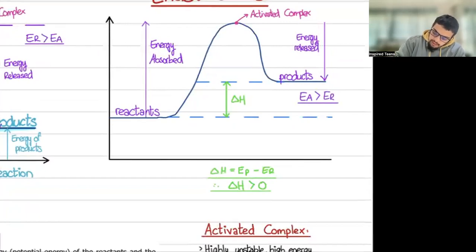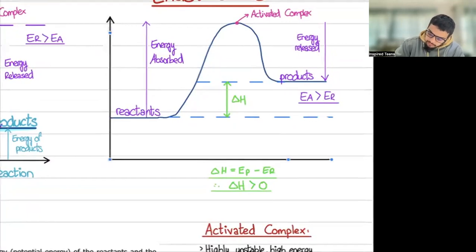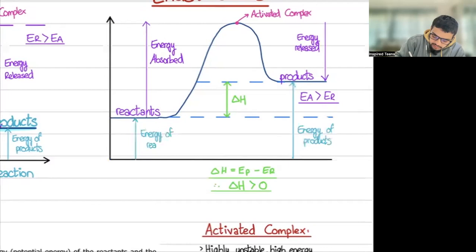Now, if we have to compare, in this case, the energy of the products is from here to here. This is the energy of products. And what are we going to compare to? The energy of the reactants. This is the energy of reactants.